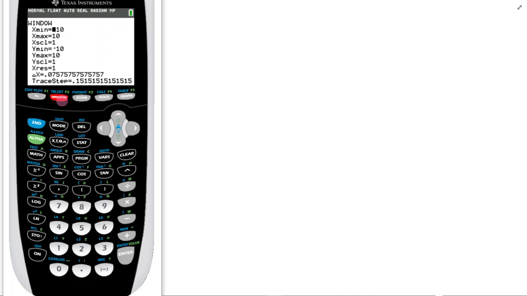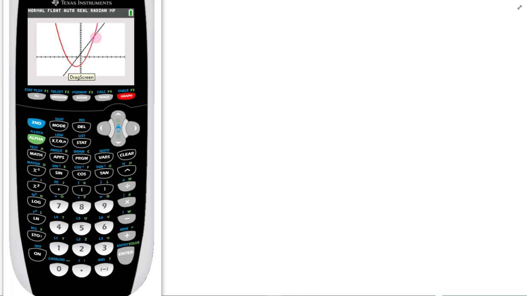So window, Y max, you could put 18. That ought to be high enough. Just above the 10 that it was at before. There's an intersection, and there's an intersection. You have to do two completely separate problems. So second, calc, second of trace is calc, number 5. I'm going to get this one first.